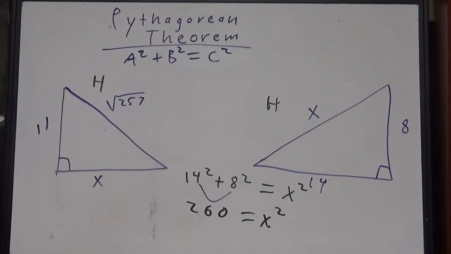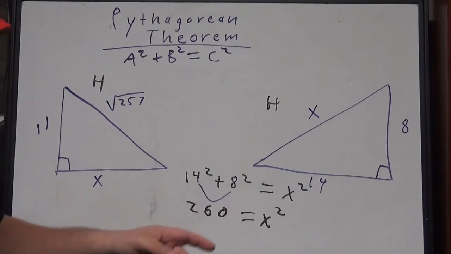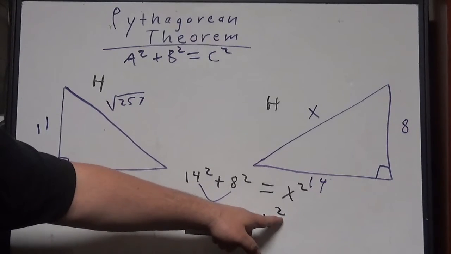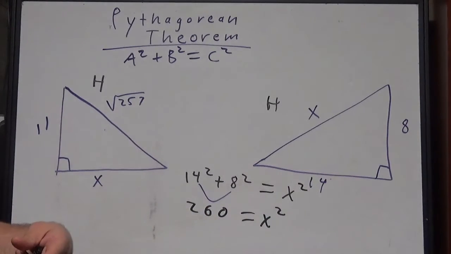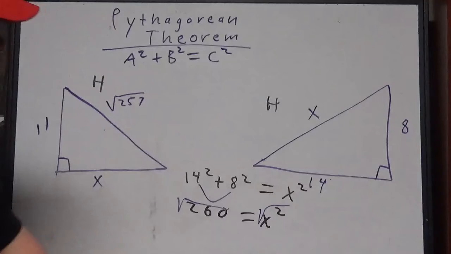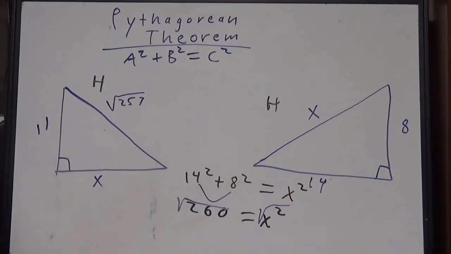Now, this is a one-step equation. So all we're going to do is, remember, let me step back one second. We have x squared. We want to just solve for x. We want to get rid of the squared. What's the opposite of square? Square root. Let's take the square root of both sides, and that will be the answer. So square root of 260, I'm about to put in my calculator here.